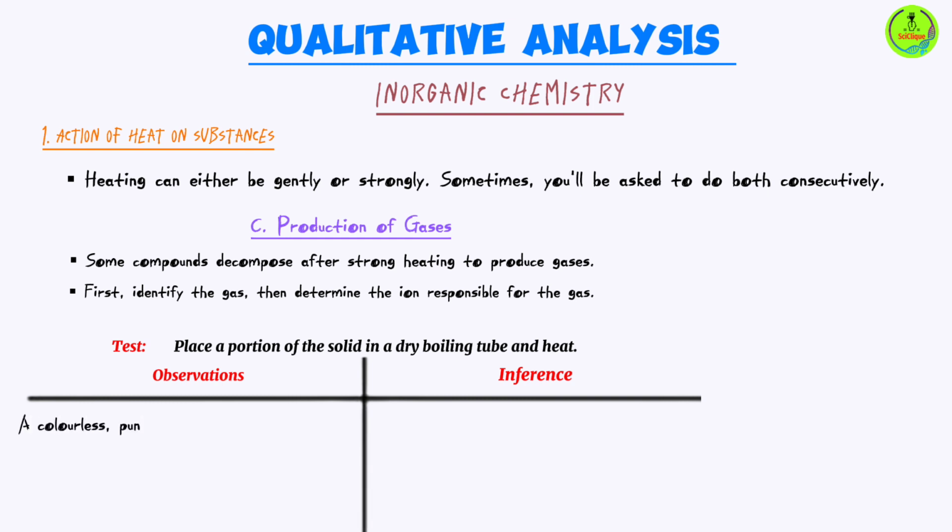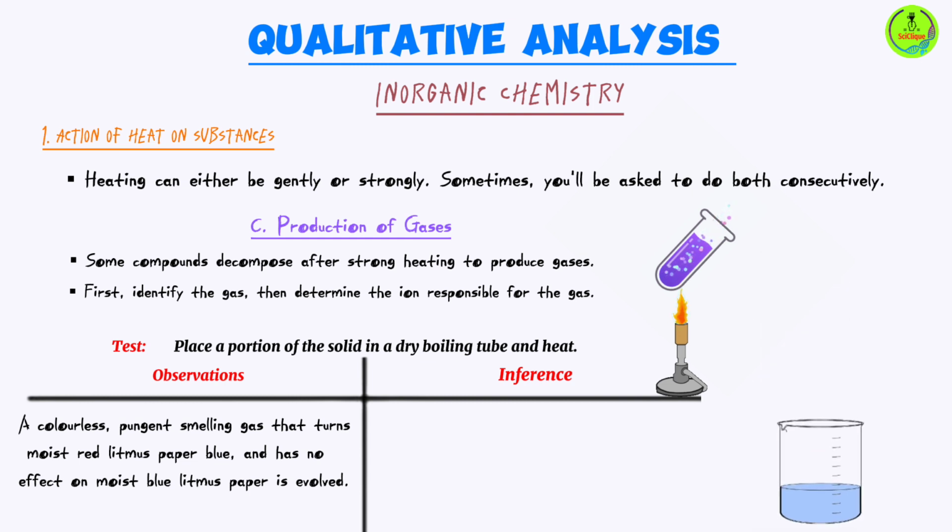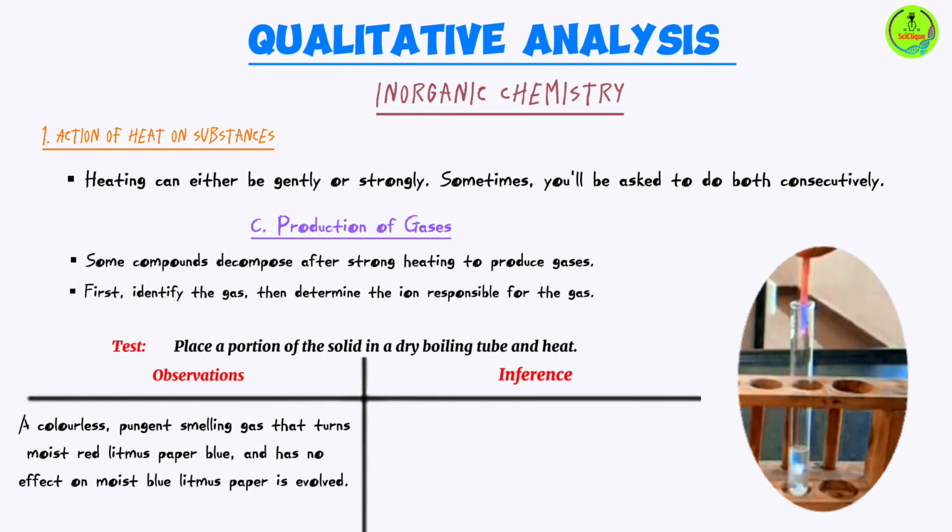What if you have a colorless, pungent smelling gas being released and this gas turns moist red litmus paper blue and has no effect on a blue litmus paper? Okay, let's pause there. When you're heating a solid for a question on inorganic chemistry, what you're supposed to do is, if you've been provided with litmus papers, you're supposed to moisten them, place them at the mouth of the test tube. Now, if a gas is produced, you should observe whether it has any effect on the moist litmus papers. Now, in the case of this, you're having a gas, number one, that is colorless, but has a pungent, irritating smell, and it turns red litmus paper blue.